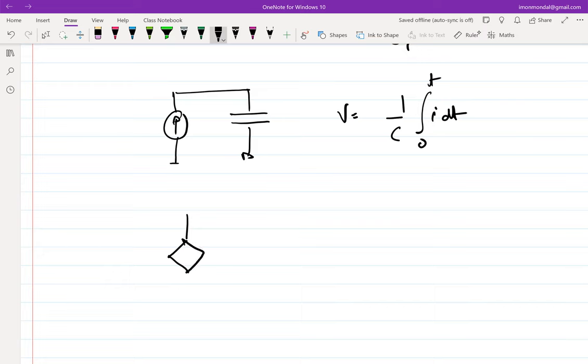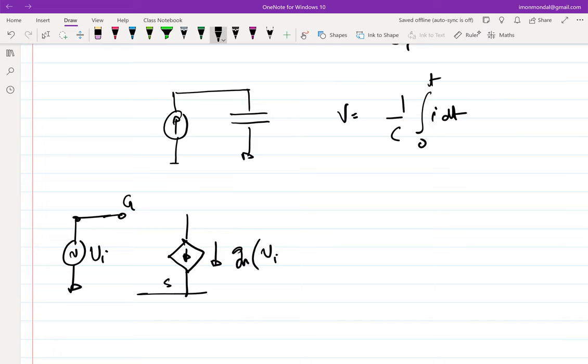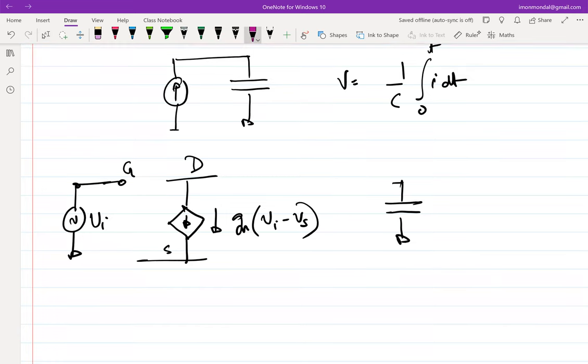So the transistor equivalent of this is, I have an input here, Vi. This is the gate, this is source. This current is gm times (Vi minus Vs). And I have a capacitor. Where should I put this capacitor? I have two places to put it, right? I can put it at drain, I can put it at source. Let's see what happens if we put it at source.